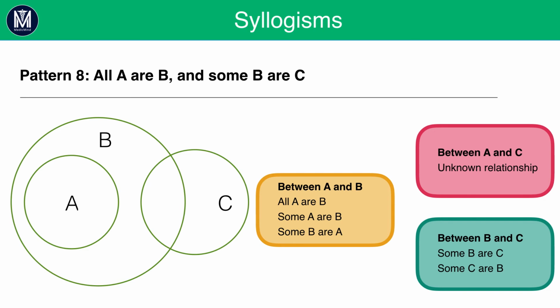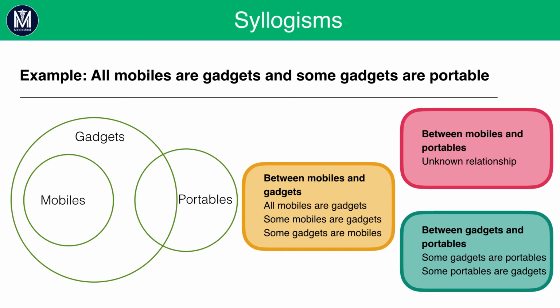An example: all mobiles are gadgets and some gadgets are portables. Between mobiles and gadgets, now this is a very straightforward relationship. All mobiles are gadgets, some mobiles are gadgets, and by the same logic, some gadgets are mobiles. Between gadgets and portables, again, a relationship we've seen very often now. Some gadgets are portables, and so some portables will be gadgets. Between mobiles and portables, there is an unknown relationship because, let's look at this diagram. This will help us understand what I was trying to say before a lot more clearly.